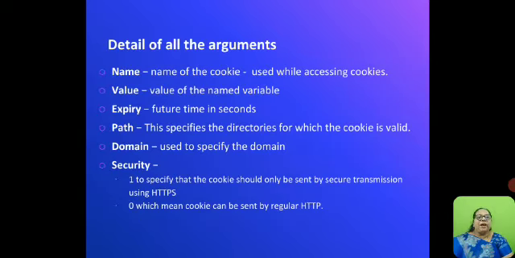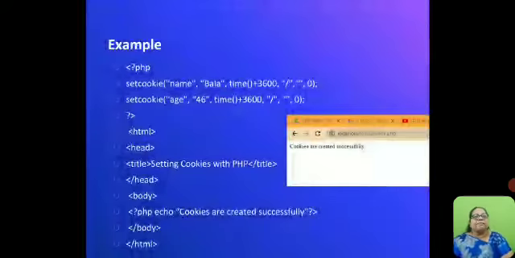Security, here we have two values, 1 and 0. If it is 1, then the cookie should be sent by secure transmission using HTTPS. 0 means the cookie can be sent by regular HTTP.